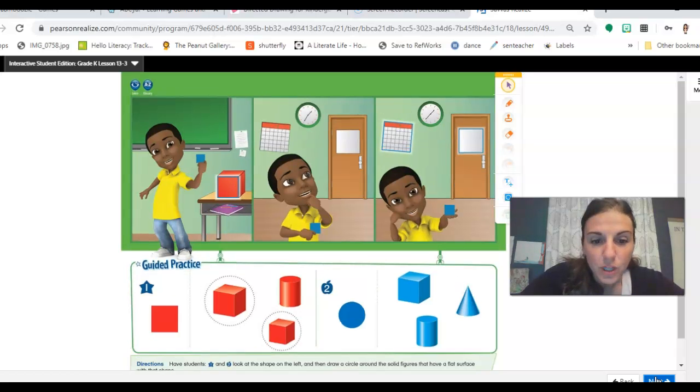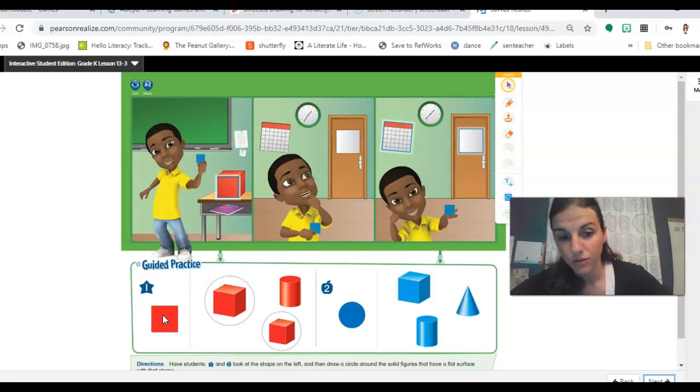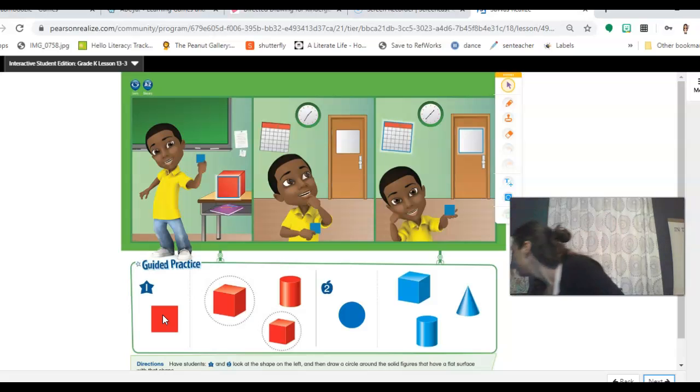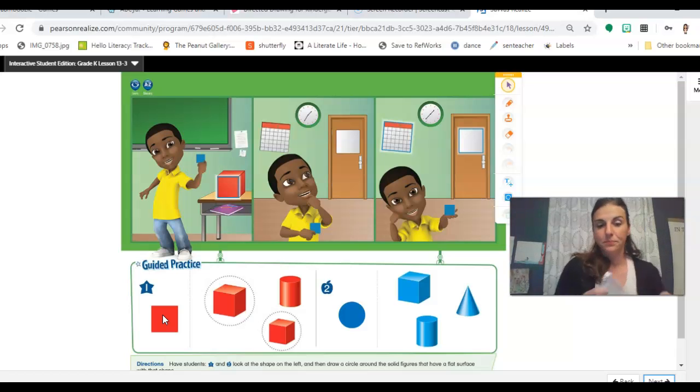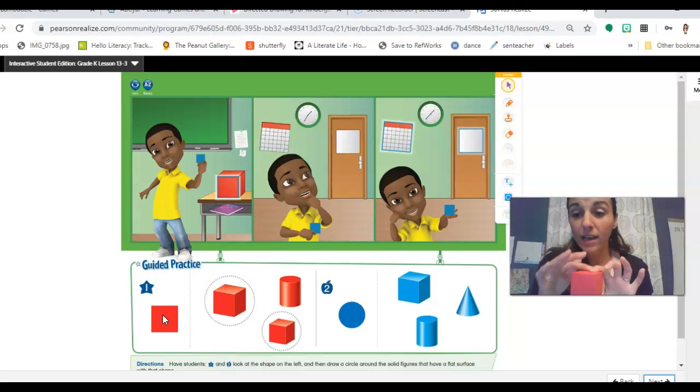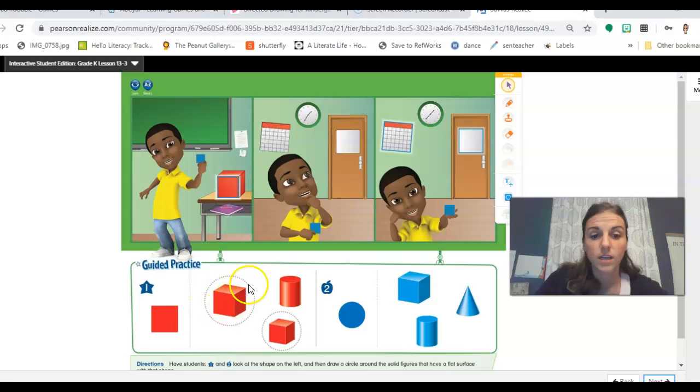So let's look right here. You're going to look at the shape on the left. Look at this shape and draw a circle around the solid figures that have that as a flat surface in it. So let me get my solid shapes here, just to give you an idea. There's a square, and you want to circle the solid shapes that have that flat shape as part of one of its surfaces. Okay? A cube has a square as part of one of its surfaces. So you would circle the two cubes.